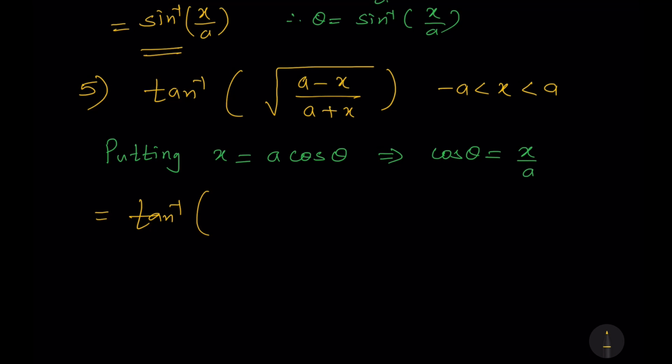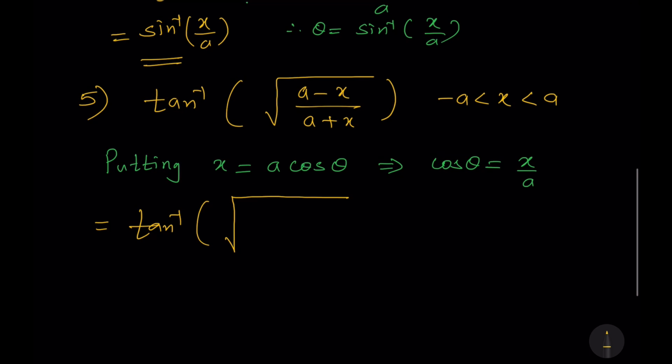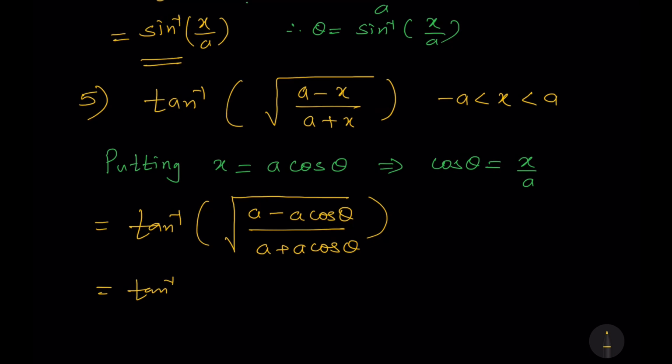Now let's continue. We are going to replace x with a cos theta. So we get tan inverse of square root of a minus a cos theta upon a plus a cos theta.